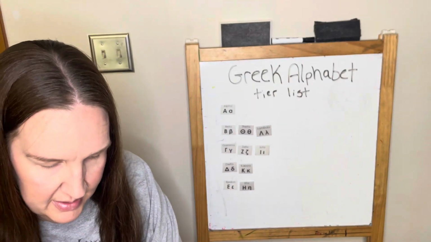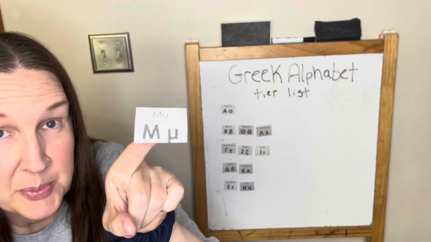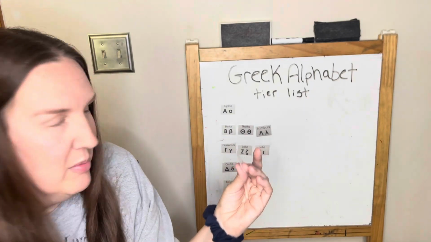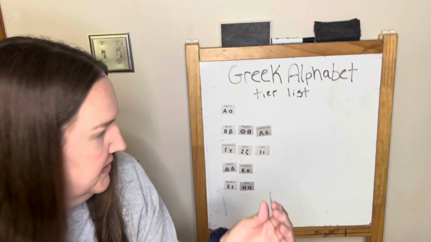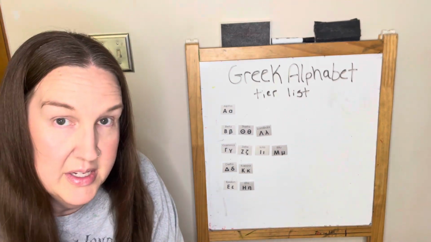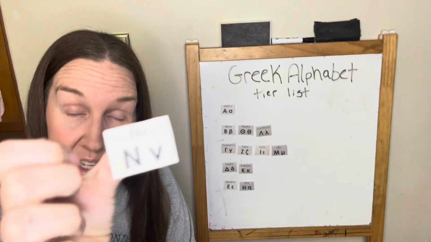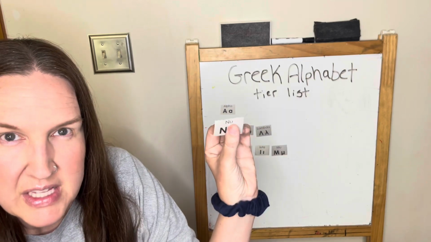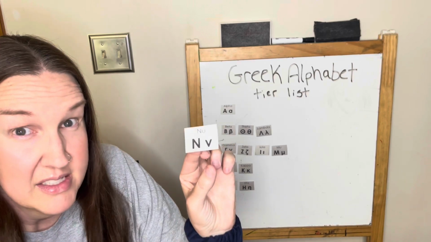Okay. Now our next one is mu. Okay, M, that's pretty self-explanatory there. I'm gonna put this probably in the gamma as well. It's pretty basic. Our next one is nu, which is NU, symbolized by an N and a V. Again, pretty basic. I don't know why I feel like this one's a little bit lower than mu, so I'm gonna put this in the delta tier.